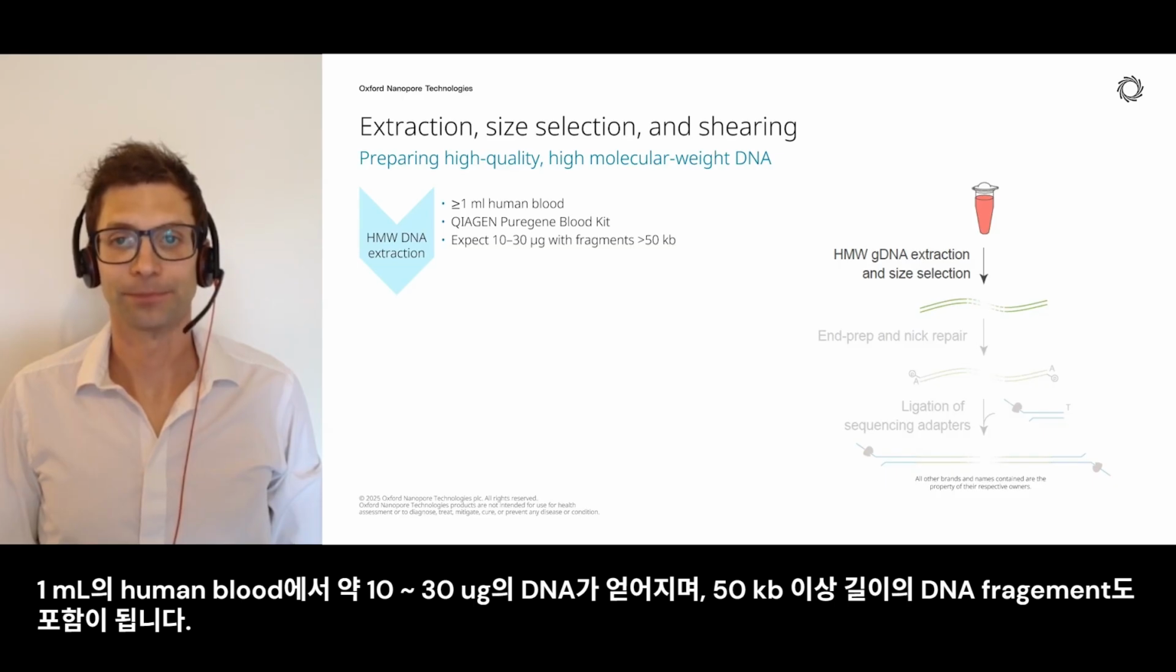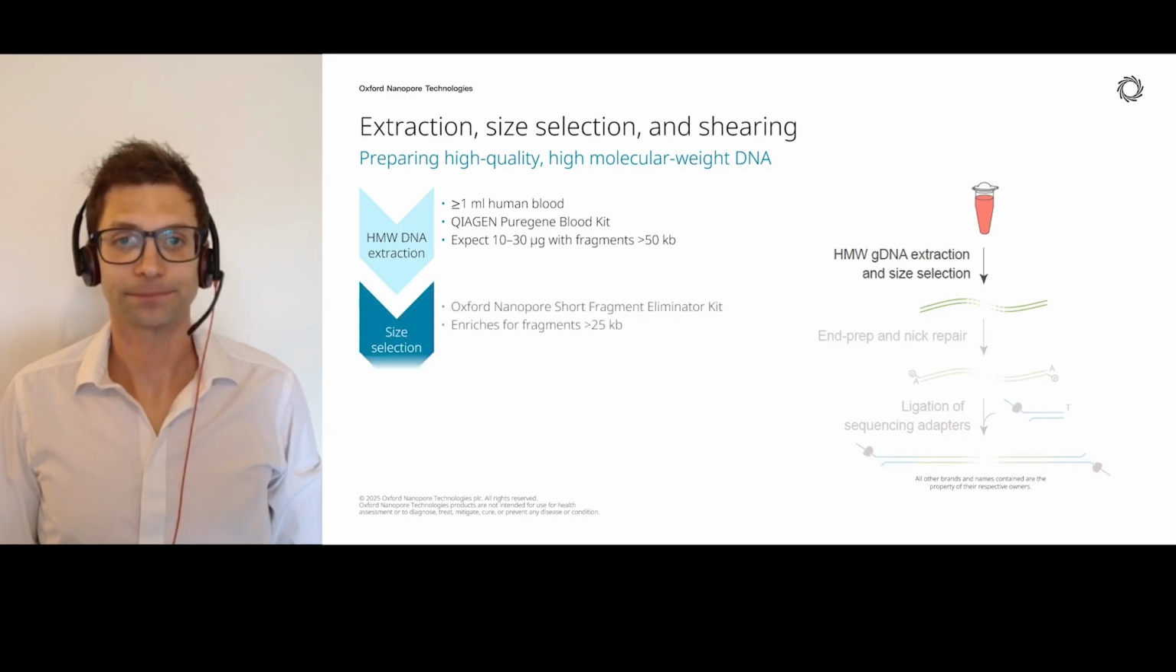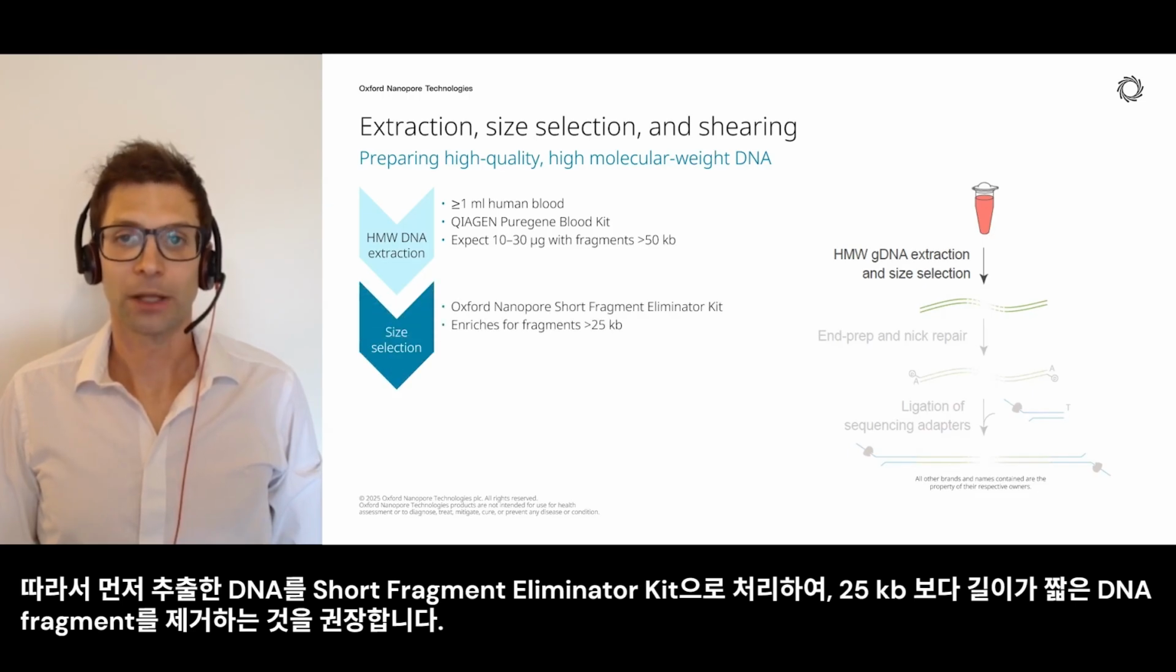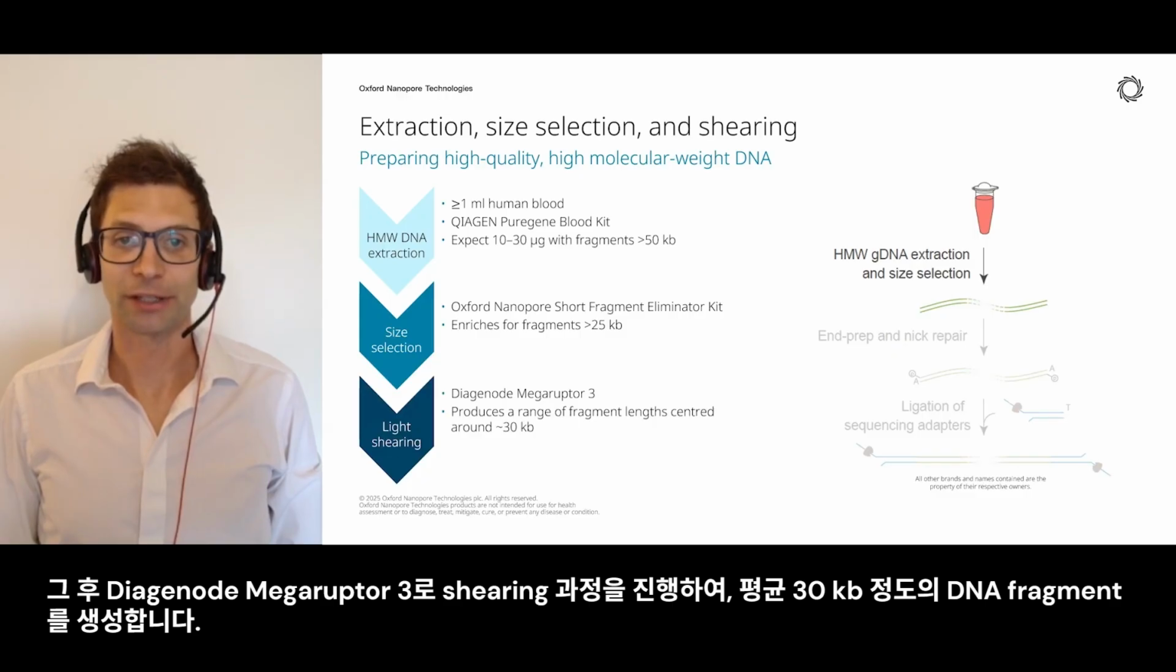While size selection and fragmentation are optional steps in our standard ligation sequencing protocols, our end-to-end workflows include instructions on these steps to optimize the sequencing performance and read length. Therefore, we recommend first treating the isolated DNA with our short fragment eliminator kit to deplete fragments shorter than 25 kb. Afterwards, light shearing with the Megaruptor device from Diagenode generates fragments with lengths centered around 30 kb.